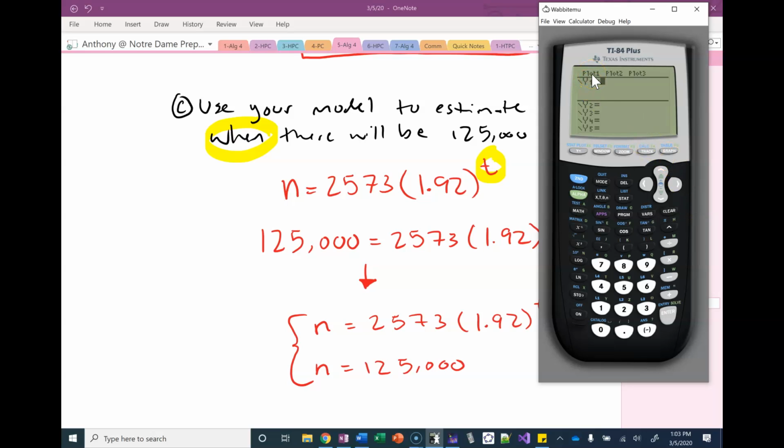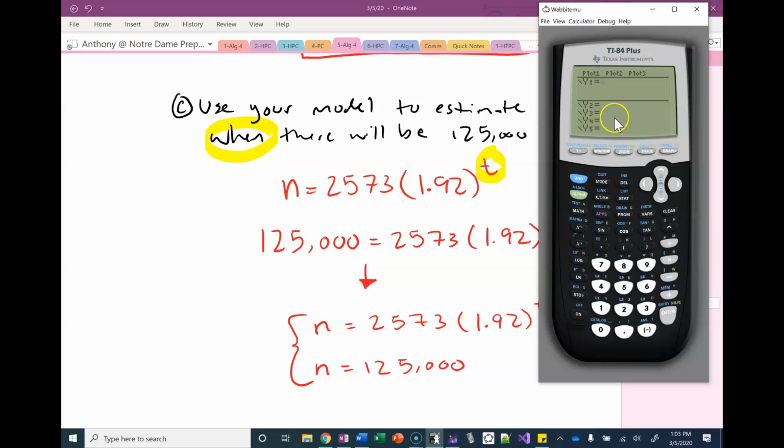Up at the top of my y equals menu where it says plot 1, plot 2, plot 3, I want to make sure that none of those are highlighted. Notice on my screen, none of those are highlighted. So check your calculator real quick to make sure that none of them are highlighted. If they are highlighted, just use your up and down arrows to move over to the appropriate spot and press enter to unhighlight it.